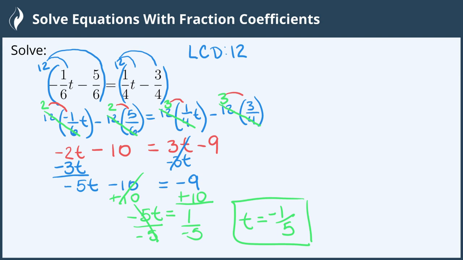As a reminder, it's always a good idea to go back and substitute your answer back into the original equation and see if you end up with a true statement, just to verify that you got the correct answer for the equation. You can always know exactly if you got it correct or not. And we're all done.